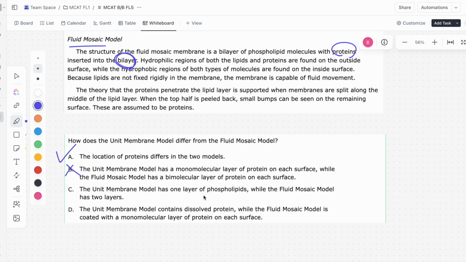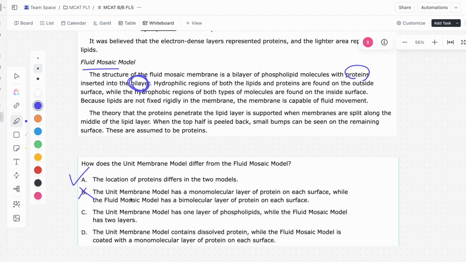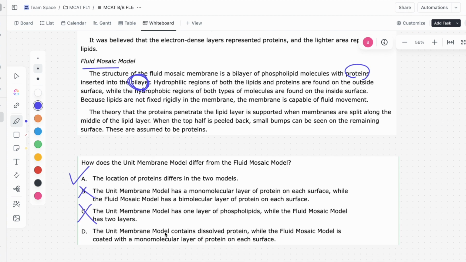C says the unit membrane model has one layer of phospholipids, while the fluid mosaic model has two layers. Actually, here it's a little bit different. We're looking at phospholipids, but in both cases, we're looking at a bilayer. So unit membrane, bilayer of phospholipids as well, and for the fluid mosaic model, there's a bilayer, which means both suggest that there are two layers of the phospholipids. So C cannot be correct. And D says the unit membrane model contains dissolved proteins, whereas the fluid mosaic model is coated with a monomolecular layer of protein on each surface. Guys, like we've just been saying, the proteins in the fluid mosaic model are inserted into the bilayer, meaning D has to be incorrect, meaning A is the correct answer.